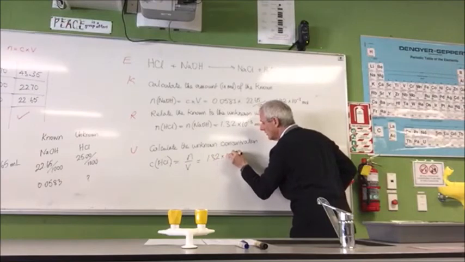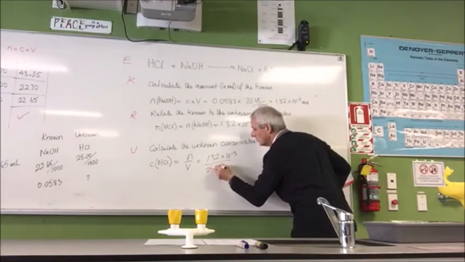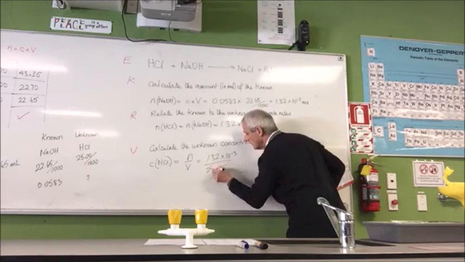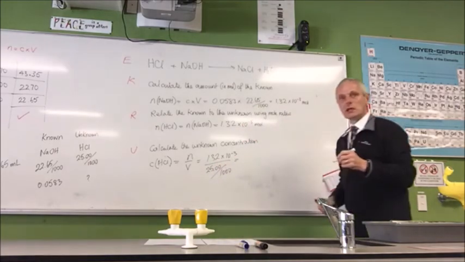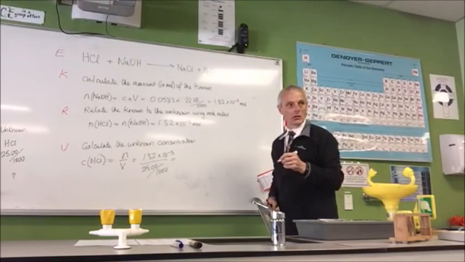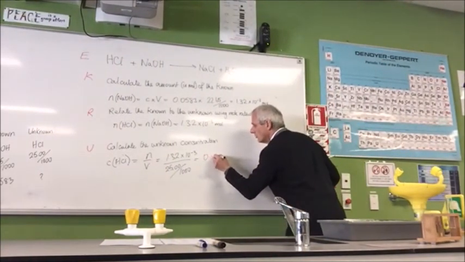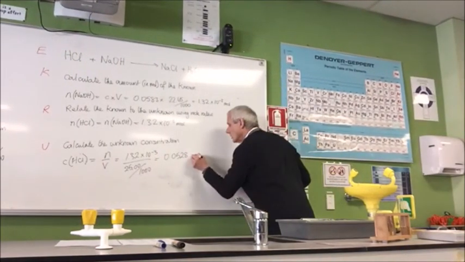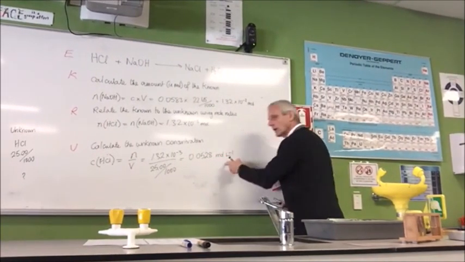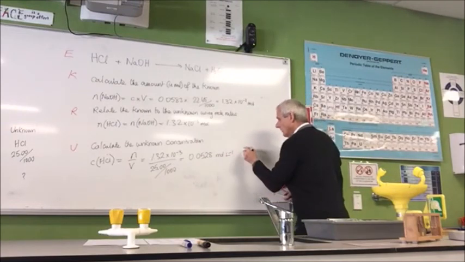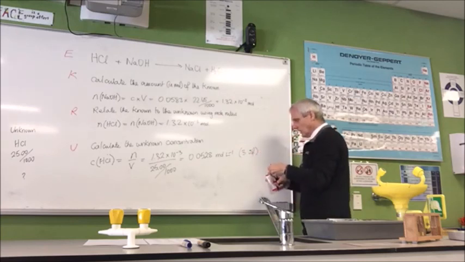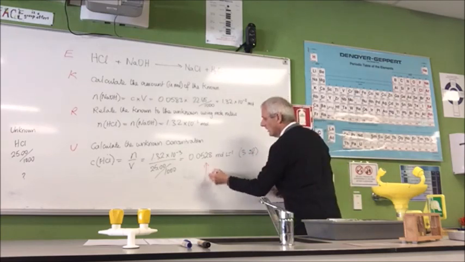1.32 times 10 to the minus 3 divided by 25.00 over 1,000. Can somebody calculate that for me? 0.0528. Yeah? Mole per litre. Don't forget the units, and don't forget to tell me that you quoted that to 3 significant figures. Okay, and so that is your answer.